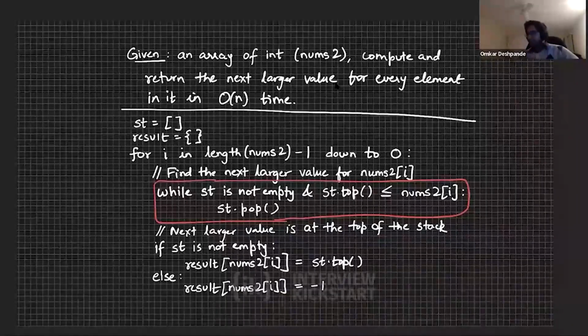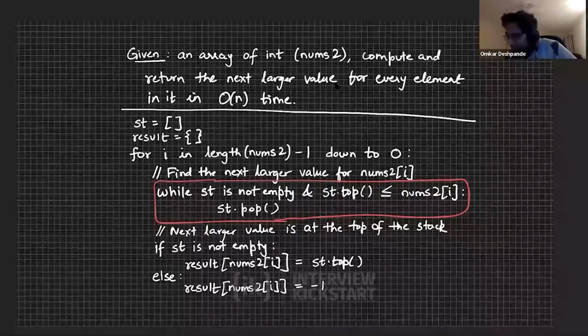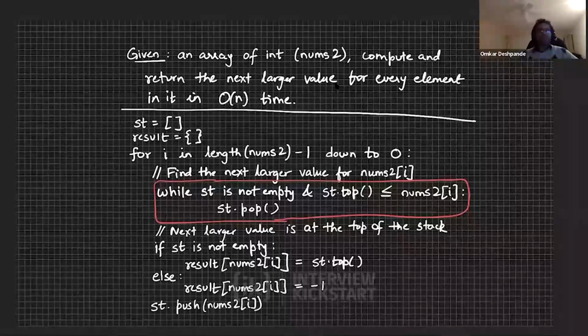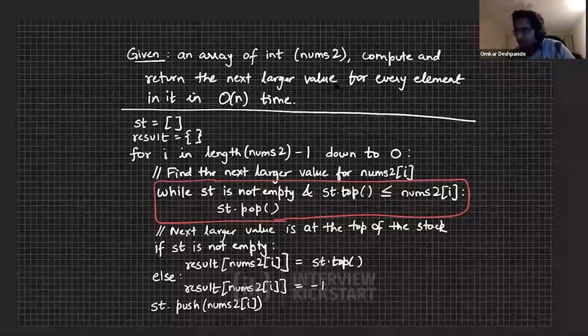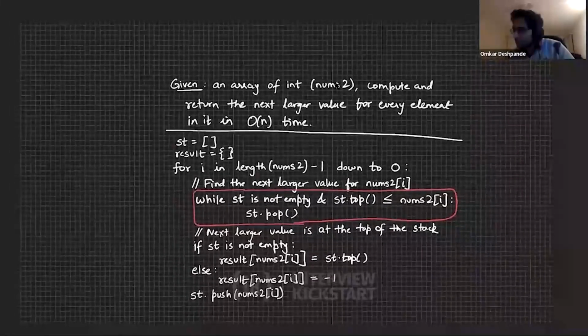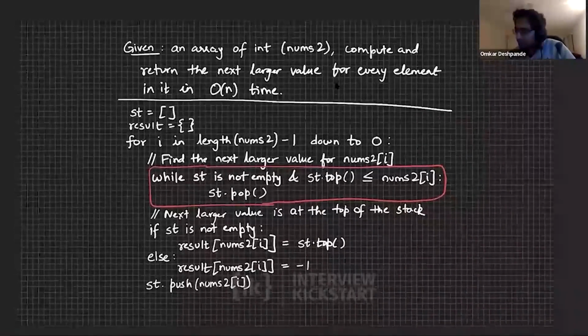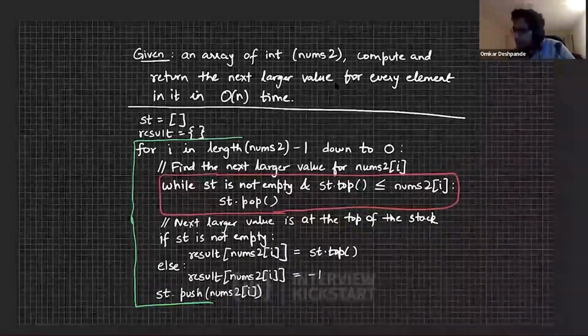Anyway, so we have processed the next larger value. Finally, we have to insert our current element, so let's not forget to do that. We're going to push our current value into the stack. And so when the for loop terminates, just to avoid confusion, let me demarcate the block like this.